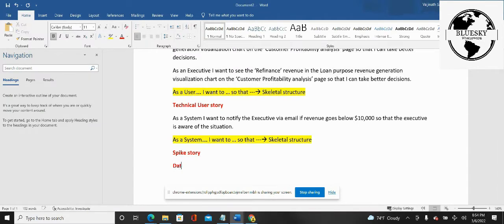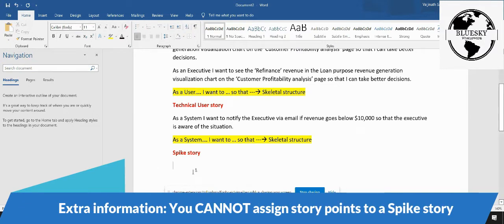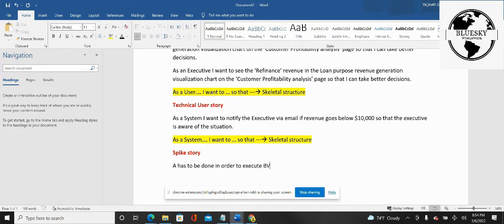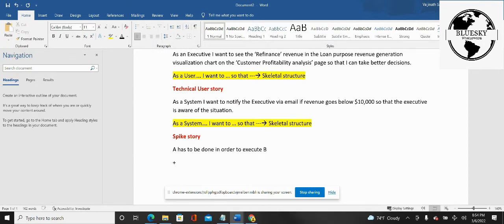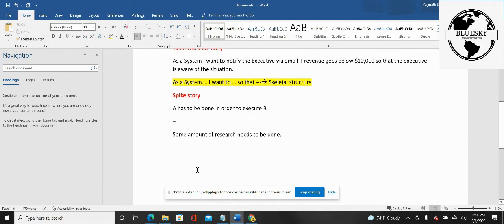So this is how I write the spike story. A spike story does not have a skeletal structure, but one way of understanding a spike story would be: A has to be done in order to execute B, plus some amount of research needs to be done in order to work on the story. So this is a spike story.